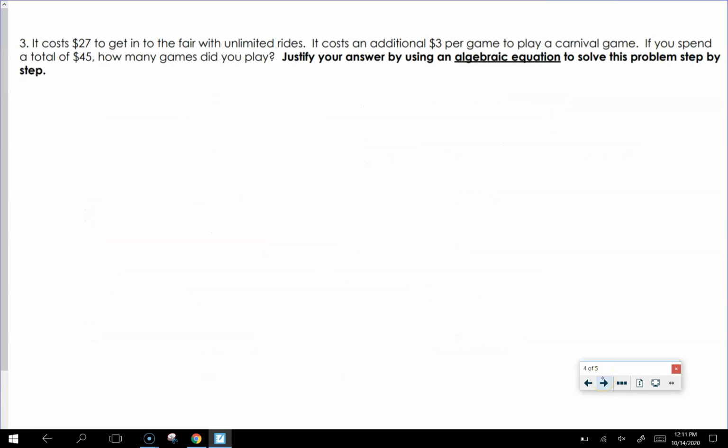It cost $27 to get into the fair with unlimited rides. It costs an additional $3 per game to play a carnival game. If you spend a total of $45, how many games did you play? Justify your answer by using an algebraic equation to solve this problem step by step.